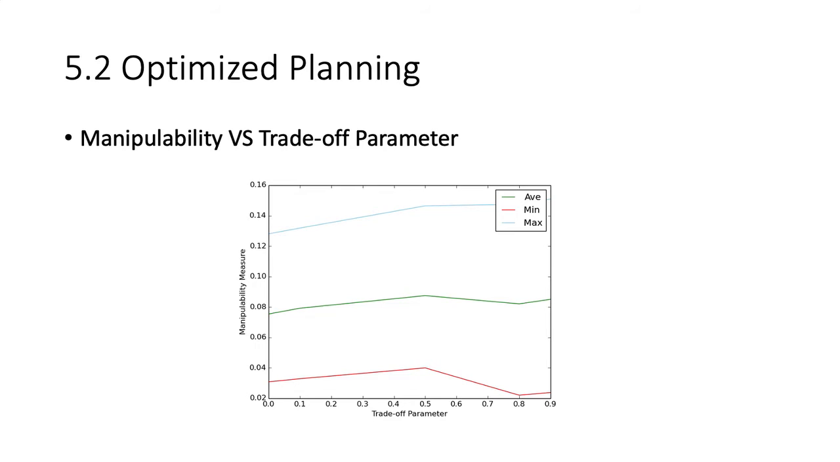To find out the relationship between the manipulability and the trade-off parameter, I constructed this graph from the previous plot. And we can see when alpha is 0.5, we can get the relatively highest measures. So 0.5 could be used as a potential trade-off value for our twinned offline planning algorithm.